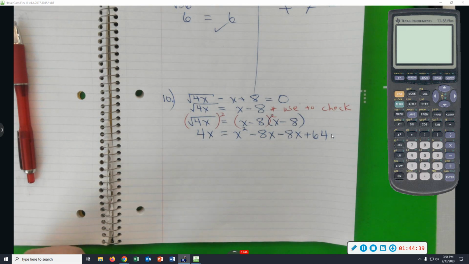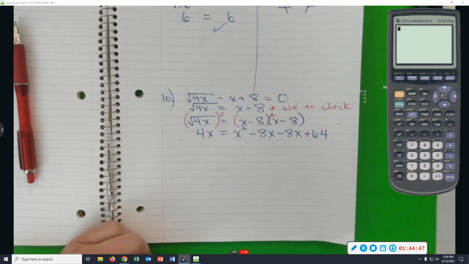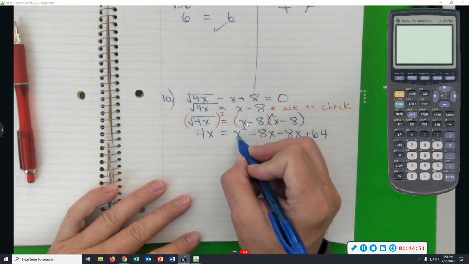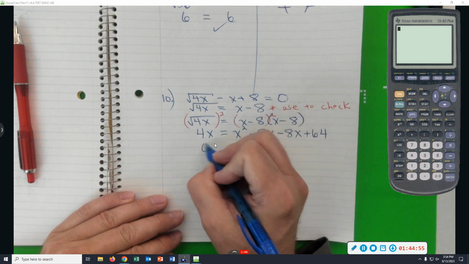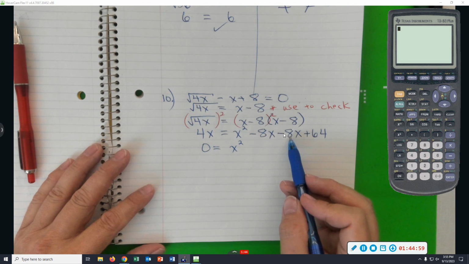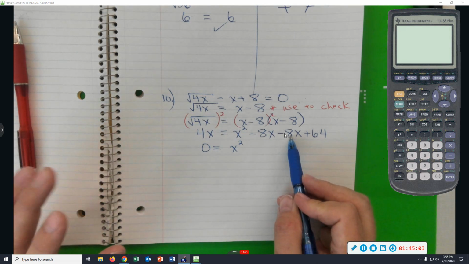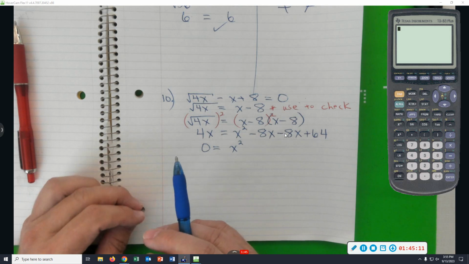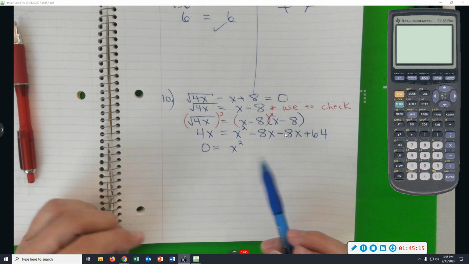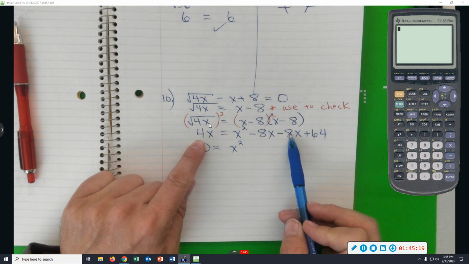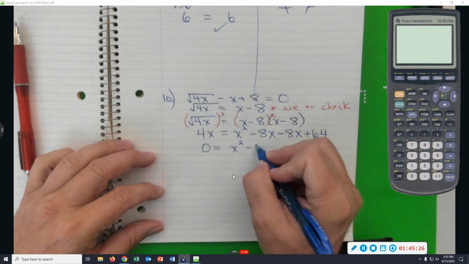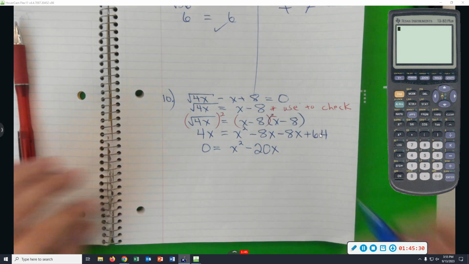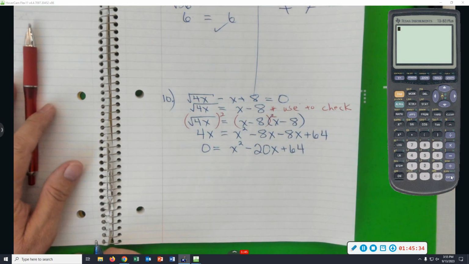And I need what number? This equation needs to be set equal to? Will I get the 0 on the left side or on the right side? The left side. I want that x squared to stay a positive 1x squared. So I have 0 equals x squared, negative 8x minus 8x is negative 16x. And what do we do with the 4x? Subtract: negative 16 minus 4 gives us a negative 20x, and we still have 64.